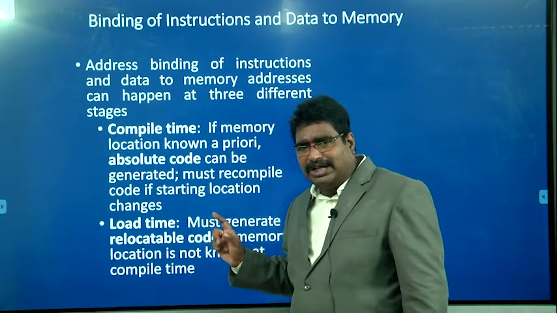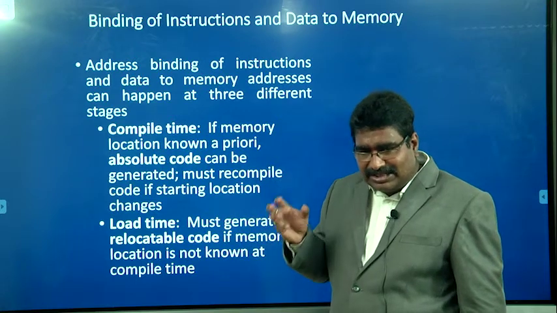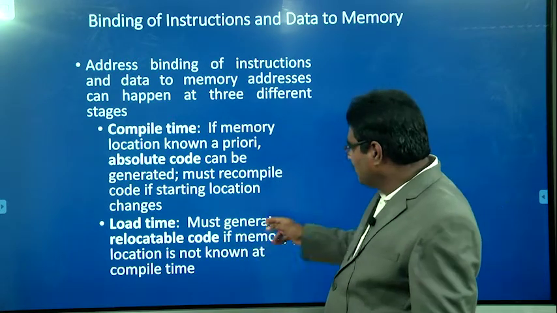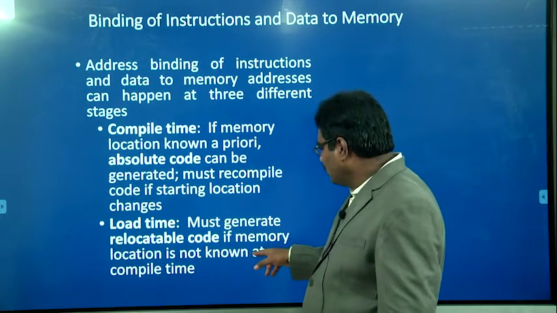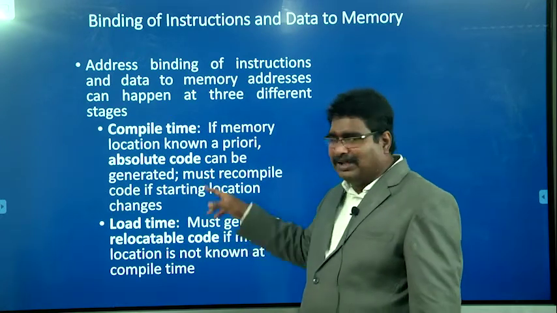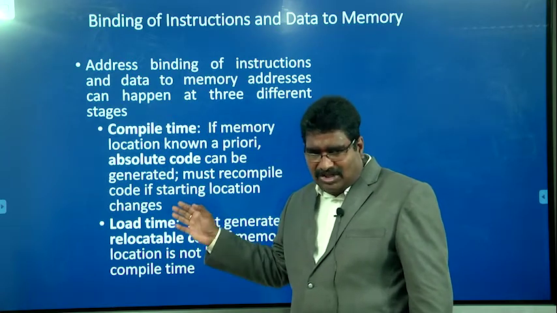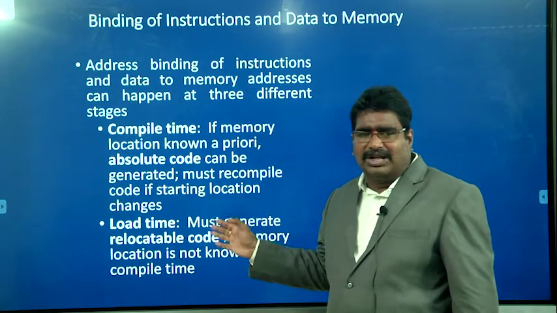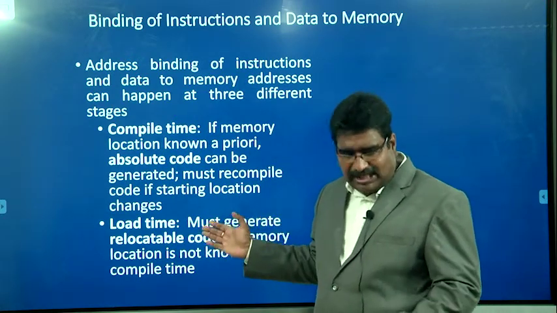So the compilation purpose is to convert the source code to machine code. And what is the load time? Whenever we want to run the executable file, only at that time it is loaded. That is, the compiler must generate relocatable code if the memory location is not known at compilation time. If the memory location is not known, it only generates the relocatable address. From that relocatable address, the absolute address is calculated at load time.